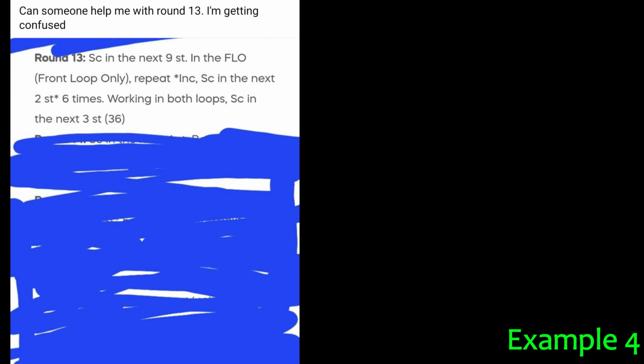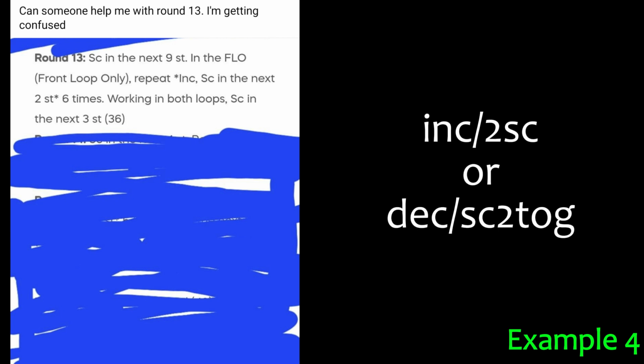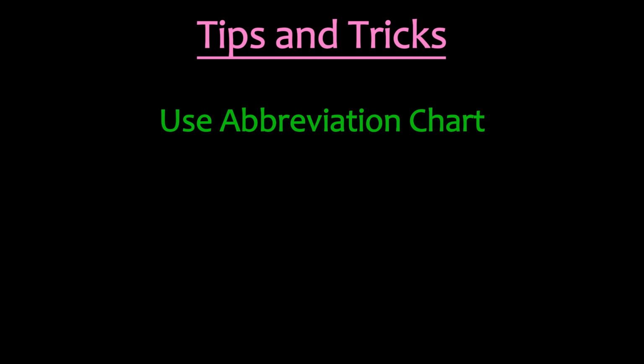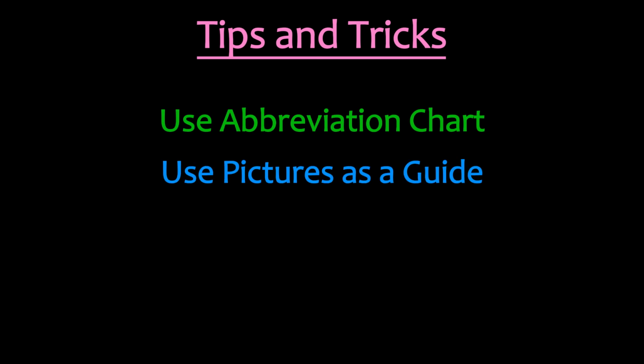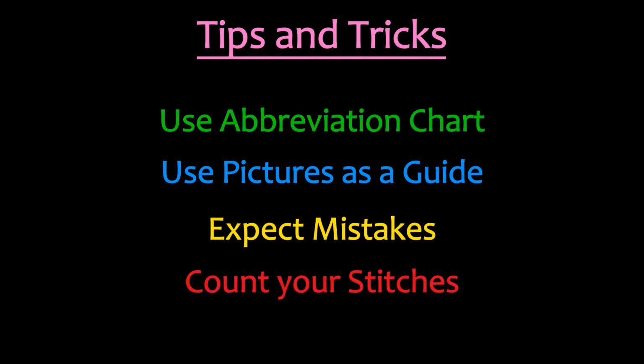Not all patterns are straightforward. They may be more complex, they may swap between front loops and back loops, or have increases and decreases in the same row. Which is why, referring back to the tips and tricks guide, have those abbreviation charts with you, use pictures as a guide and expect mistakes or typos. And always count your stitches, it will save you lots of time in the long run.